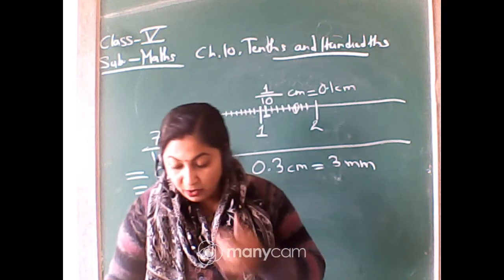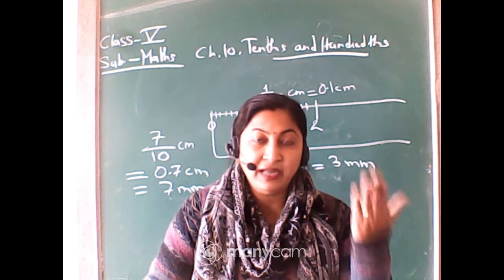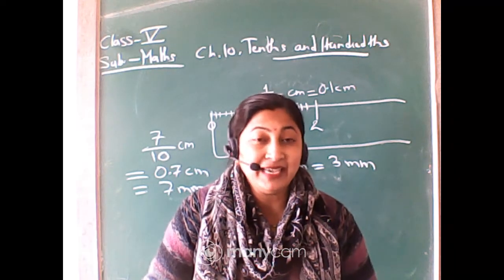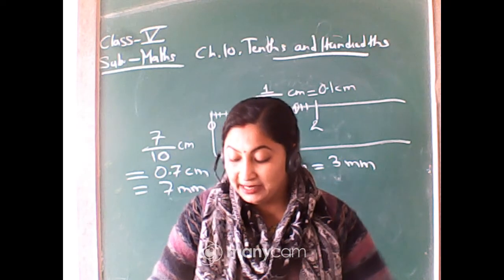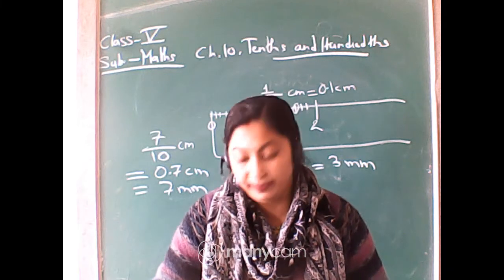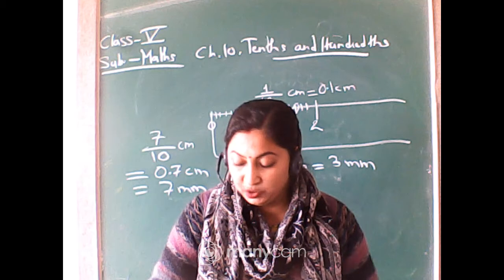So you have to take a scale, measure the length of your little finger, and guess how many of these small gold frogs can sit over that little finger. This is an activity I think you can do on your own. Now come to the next one.